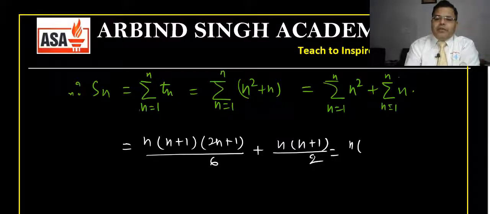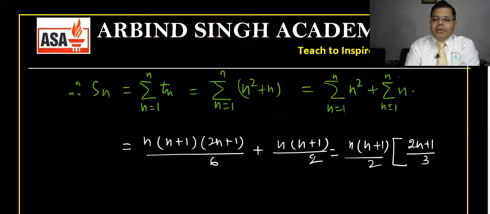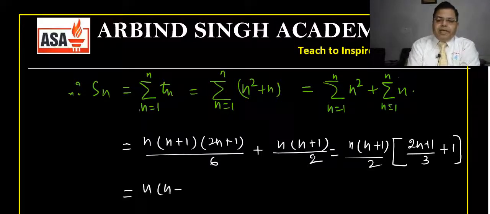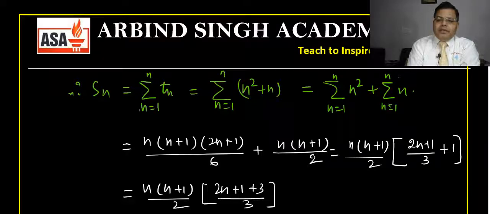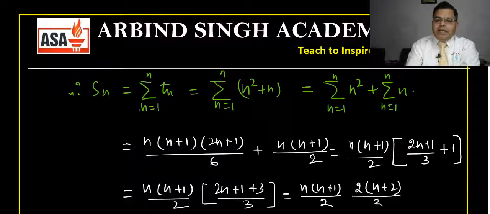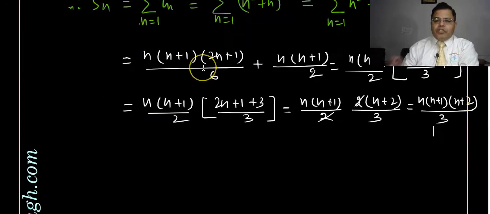So if we take n into n plus 1 by 2 common from these two, what will be left here? Here 2n plus 1 by 3 will be left, and here everything has been taken common, so 1 will be left. Now you can simplify it. It will be n into n plus 1 by 2, and that will be 2n plus 1 plus 3 upon 3. So what will that be? n into n plus 1 by 2 into 2n plus 4, in which we can take 2 common, n plus 2 will be left, divided by 3, the 2 cancels, and the output is n into n plus 1, n plus 2, whole divided by 3, and that will be the answer of this question. So I hope you got it: n into n plus 1, n plus 2, divided by 3.